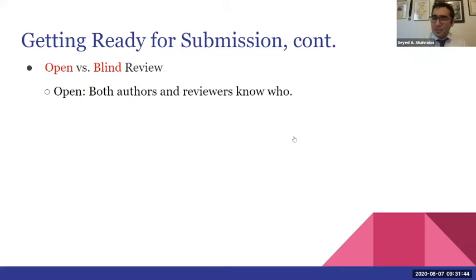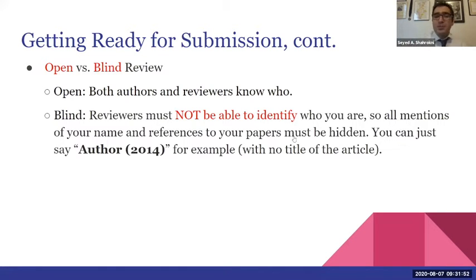Not many journals use this system. Most peer review journals usually advocate a blind review system, which means that reviewers must not be able to identify who you are. That's why all mentions of your name and references to your papers must be hidden. You just say author 2014 to refer to yourself. And also you won't know who is reviewing your work. It's totally anonymous. That's why they call it blind review, or sometimes double blind review process, which means you don't know, they don't know. This information is confidential. So it's very important, if you submit your work to a blind review journal, to make sure that all mentions of your name and identity are hidden.